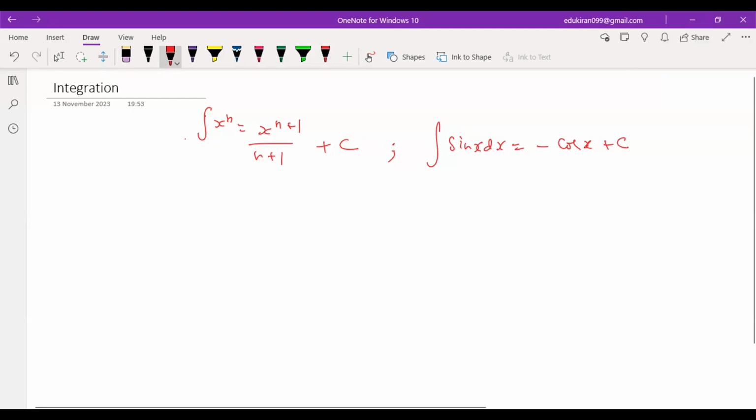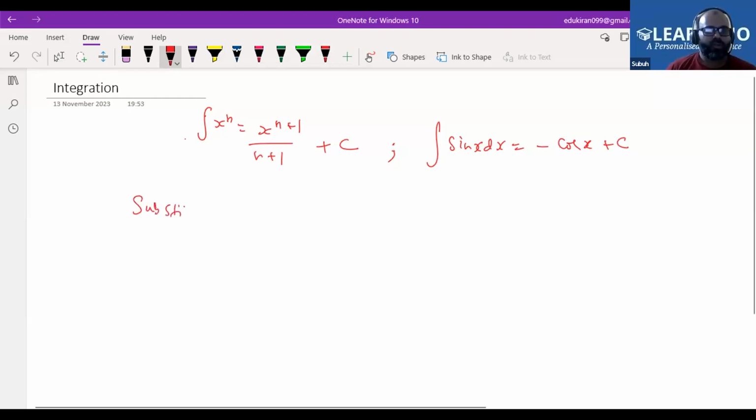Yes, sir. Okay. So we can first do some simple questions based on them, like the substitution method and trigonometric identities. You can apply the substitution method, and that will help us to solve.